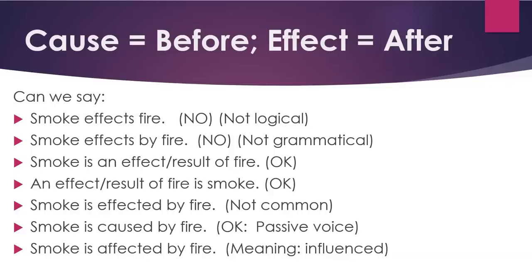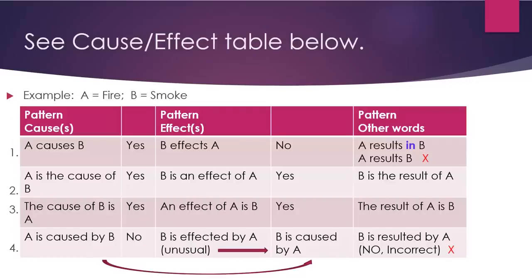If we say smoke is affected by fire, the meaning changes a little bit. It means smoke is influenced by fire. Let's look at the cause and effect table below. This will let you see everything together. For these examples, let's use A to be fire and B to be smoke.